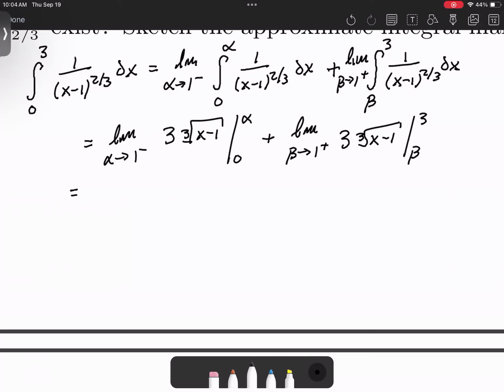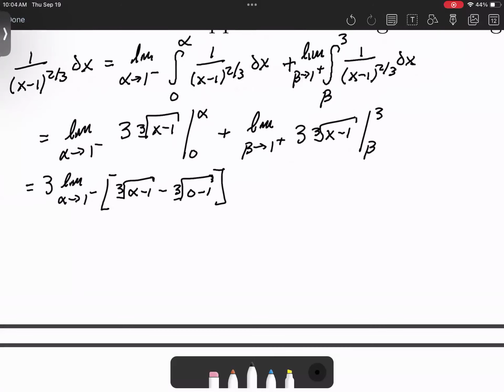So I can take this 3 out and look at the limit as alpha is approaching 1 from the left of the cube root of (alpha minus 1) minus the cube root of (0 minus 1). And I can also take this 3 out because it's a constant. So I can write it as 3 times the limit as beta gets sent to positive 1 of the cube root of (3 minus 1) minus the cube root of (beta minus 1).